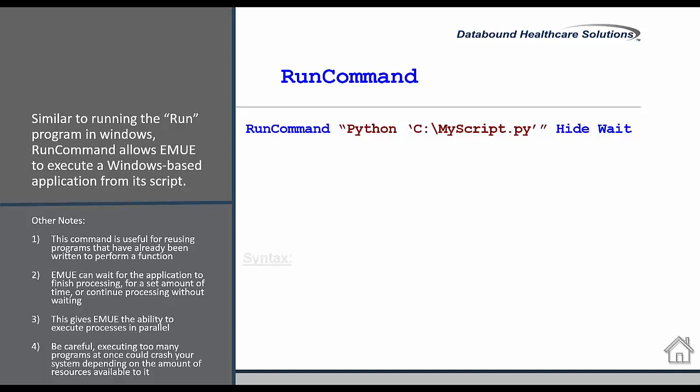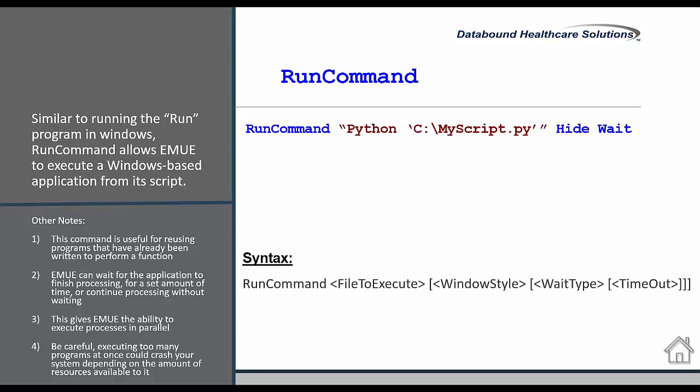The syntax for this is really easy. It's simply run command, the file to execute, and then we have several optional parameters at the end. So window style, wait type, and timeout. Window style allows us to have a minimized, maximized, or in this case, a hidden window.